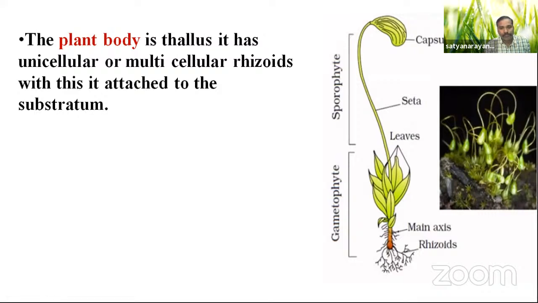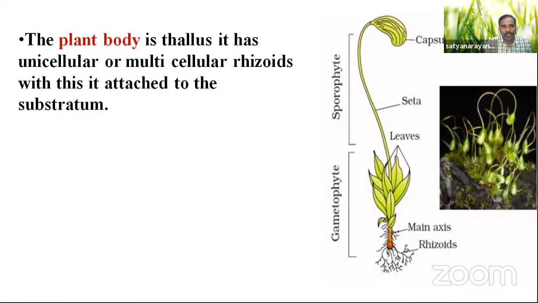When it comes to the Marchantia body, it has a dorsiventral part. So at the ventral part, the rhizoids are present. Now, how are the rhizoids present? The rhizoids are unicellular or multicellular. In Marchantia, the rhizoids are unicellular. But in Funaria and Polytrichum, the rhizoids are multicellular. So unicellular to multicellular rhizoids are present.